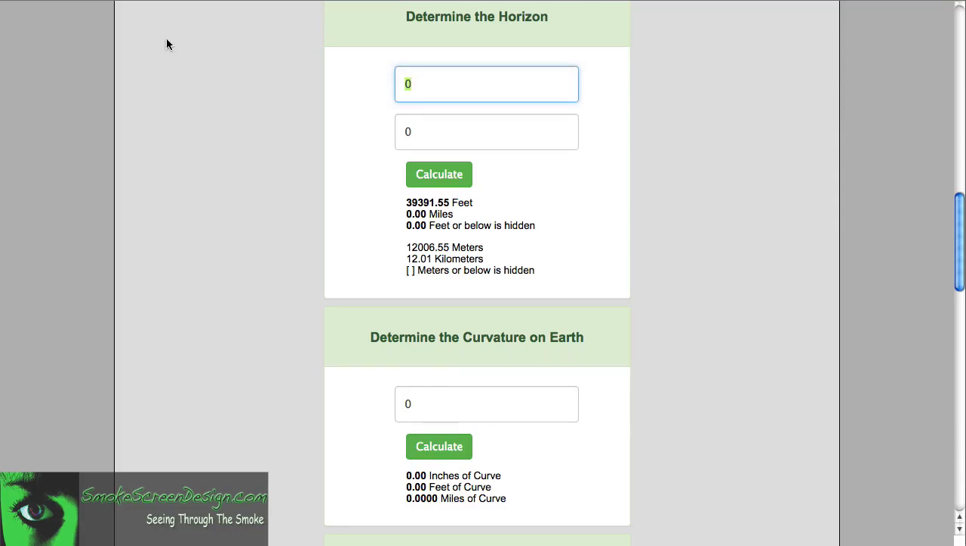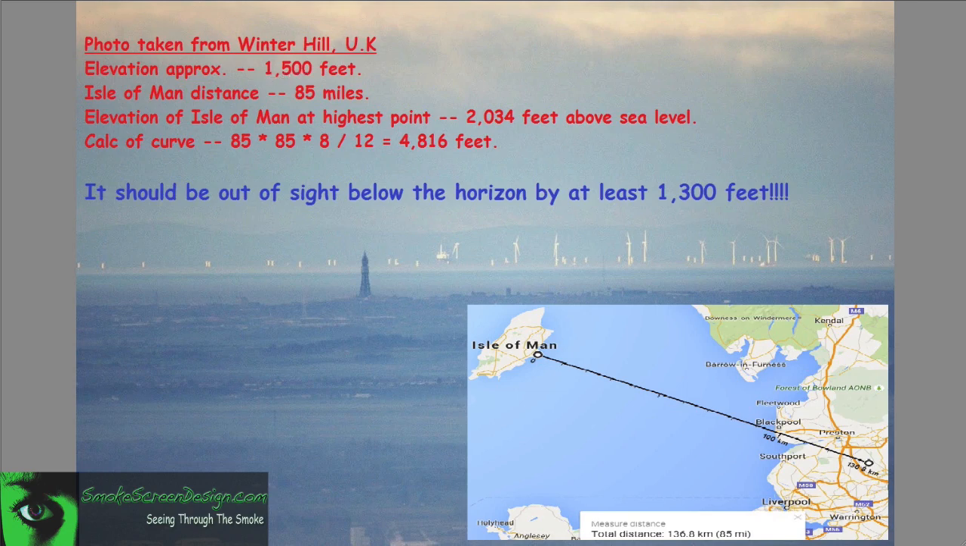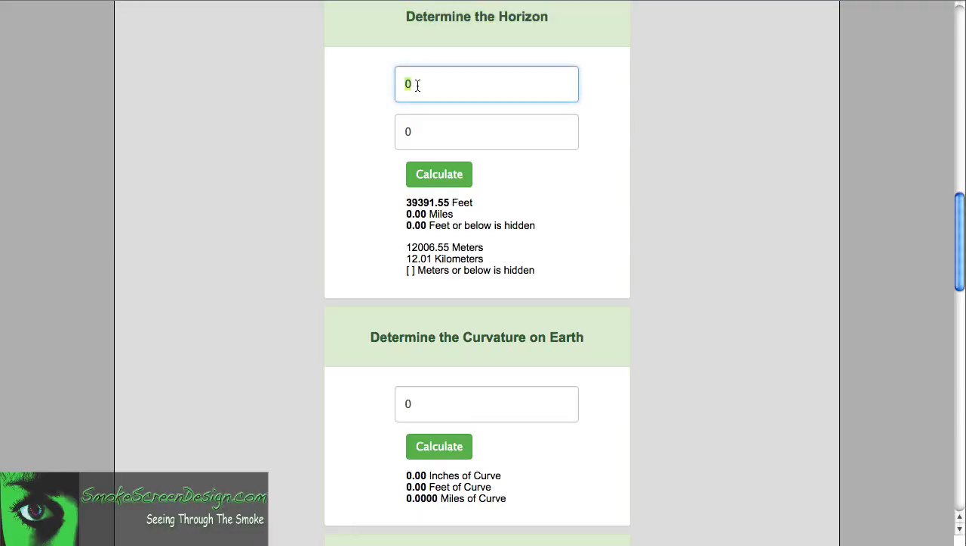Alright, so this is for determining the horizon. It's also going to tell us, if we give it the distance, the height of the objects that would be hidden. So the approximate height was 1,500 feet, and we're at 85 miles. The height of the camera should be 1,500 feet above sea level, and then 85 miles for the distance. So from 1,500 feet up, the horizon is going to be at 47.43 miles, and 941 feet or below is going to be hidden. So at 85 miles and at 1,500 feet up, 941 feet would be hidden by curvature.